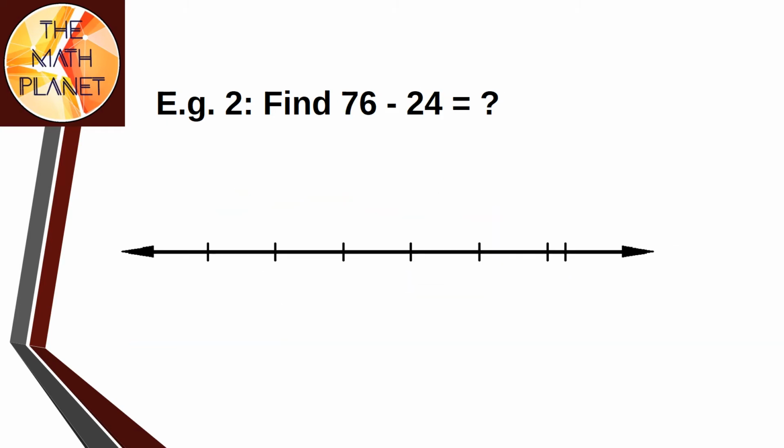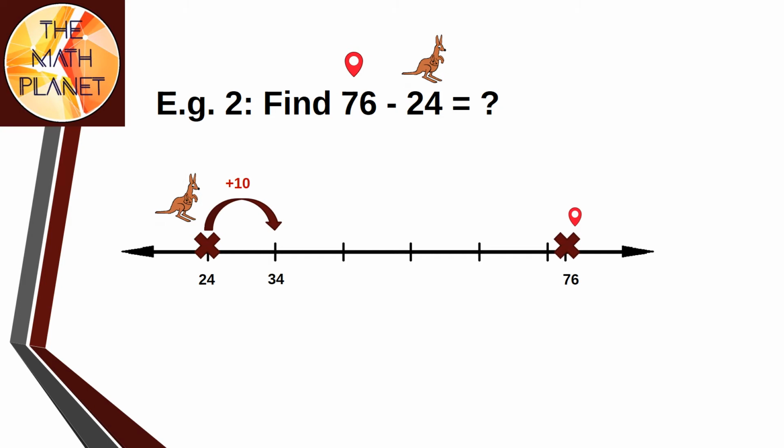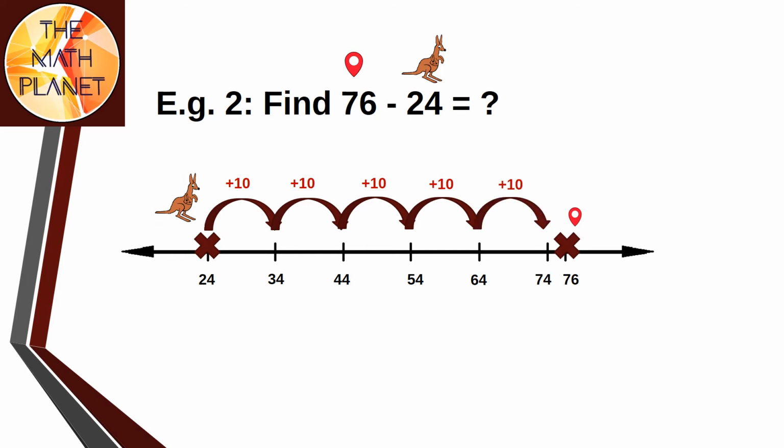Let's try to solve one more example. To find 76 minus 24, I will start at 24 and end at 76. So I will mark 24 at the beginning of the open number line and mark 76 at the end of the number line. I will be adding tens first. If I add one 10, I will reach 34. Then I will add one more 10 to reach 44. Then I will add one more 10 to reach 54. Then another 10 to reach 64. And one last 10 to reach 74.